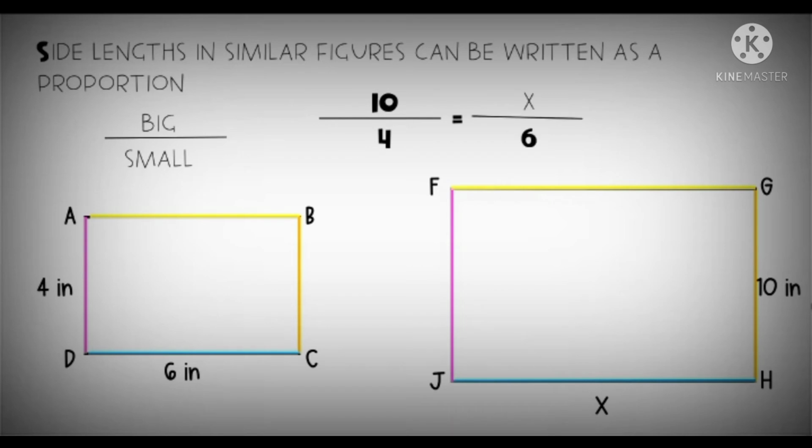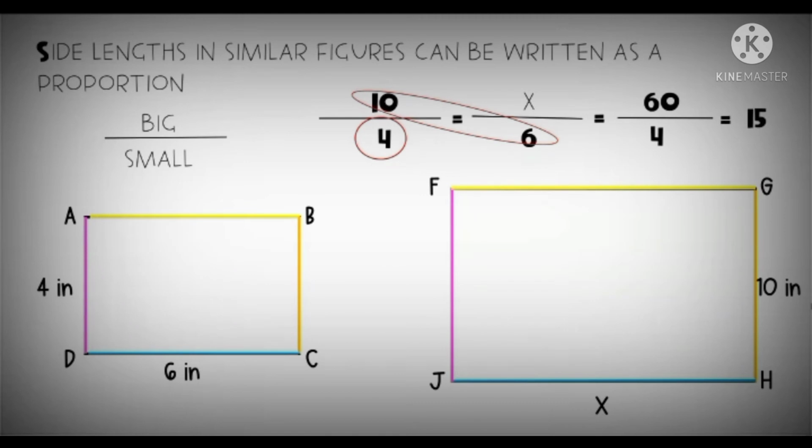In order to solve for x, we're going to cross multiply and divide. So, 10 times 6 divided by 4. 10 times 6 is equal to 60. And we're going to divide that by 4. This is equal to 15. So, x is equal to 15 inches.